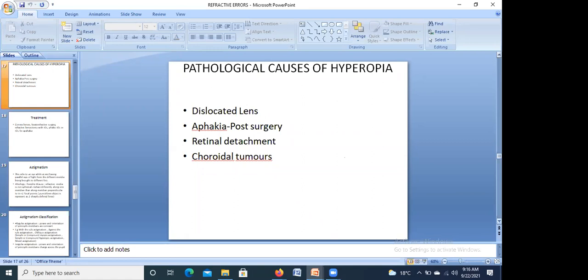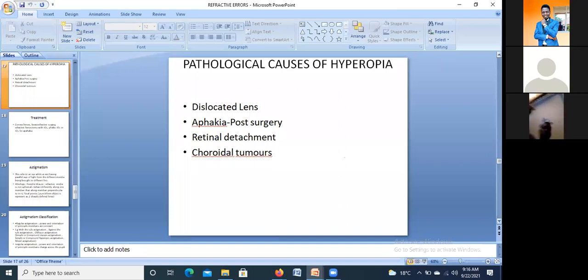And then when you get retinal detachment, because when the retina is detached, the retina moves nearer to the lens. And so the distance between the cornea and the retina becomes shorter. And so sometimes you get hypermetropia when you get retinal detachment, and also with tumors of the choroid.